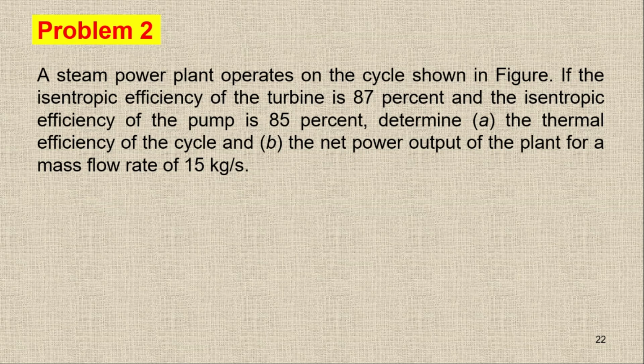Here in the example, we have a steam power plant that operates on a cycle shown in the figure. I will show you the figure in the next slide. The isentropic efficiency of the turbine is given as 87%. It means the turbine is not working at 100%, so you will not get the isentropic process in the turbine. We have 0.87 as the isentropic efficiency of the turbine. In the same way, we have the isentropic efficiency of the pump, which is 85% or 0.85.